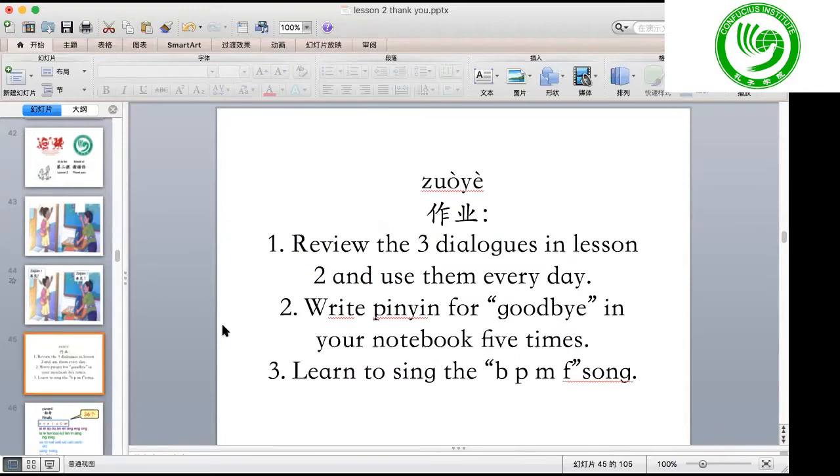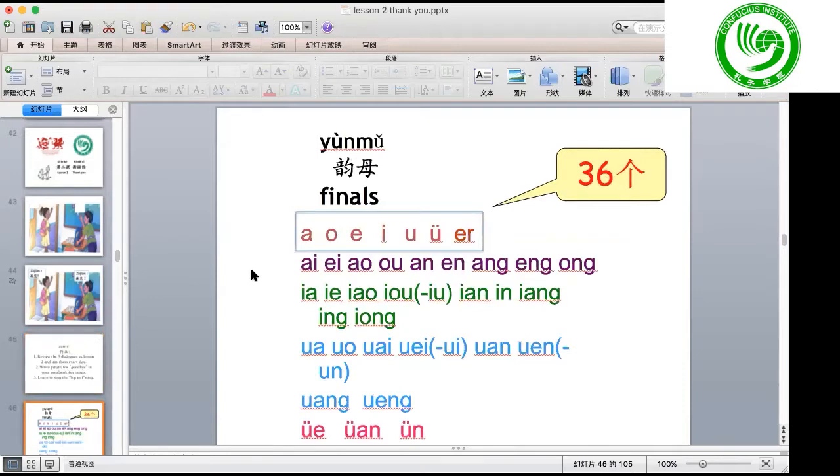Okay, so here are the homework for last time. And now, we are gonna continue with the finals. Last time, we have learned the first line of the finals. By the way, how many finals do we have? We have 36. Remember, initial, final, and the tone makes the pinyin, right? We have already learned the initials. It's all done. 21 initials, remember? We've done that. And we're gonna continue and finish the finals.